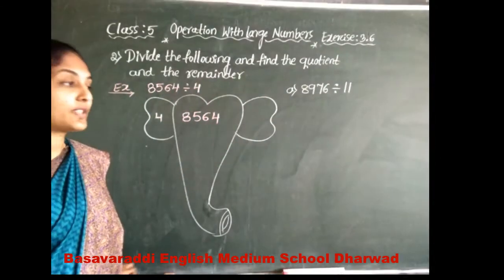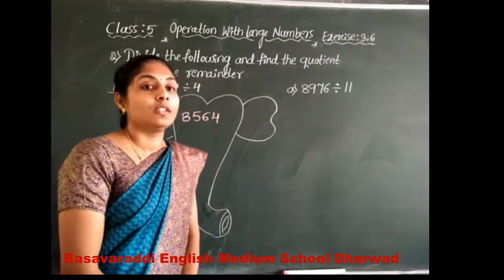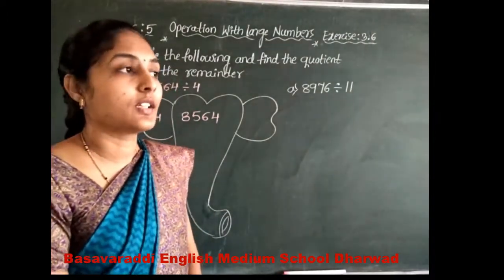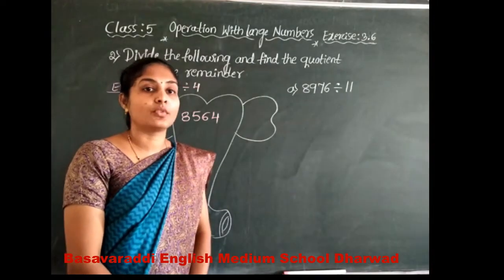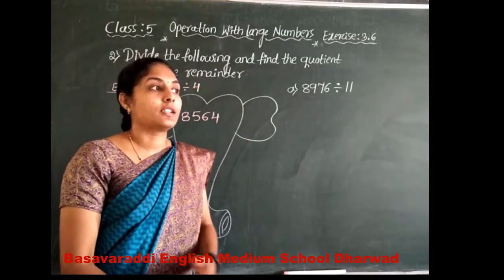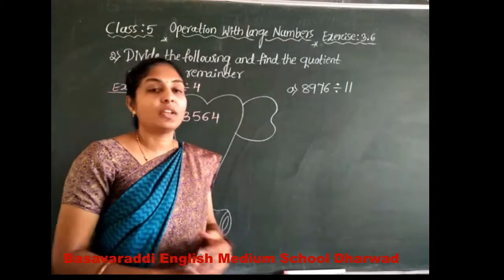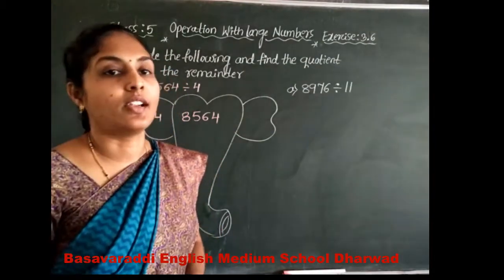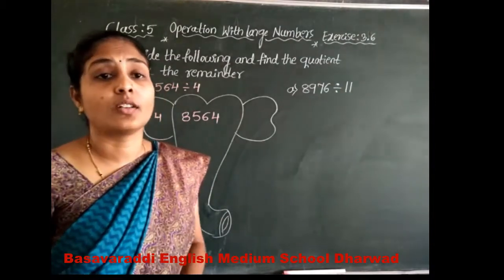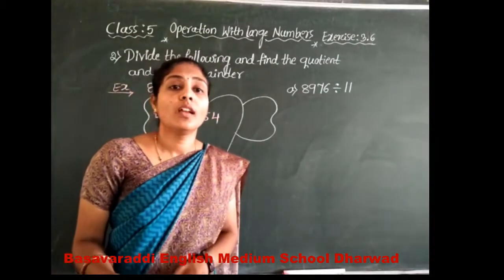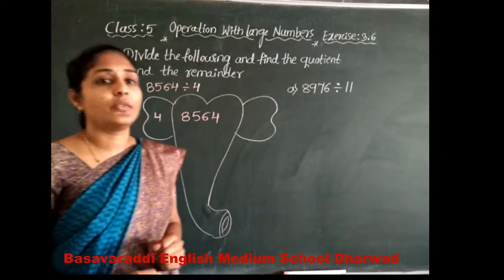First of all, we have to know what division is. In the third and fourth class, we did so many problems about division. So in this class, I want to repeat that: what is division and what are its parts? What is the quotient, what is the remainder, what is the dividend, and what is the divisor? What is the dividend?